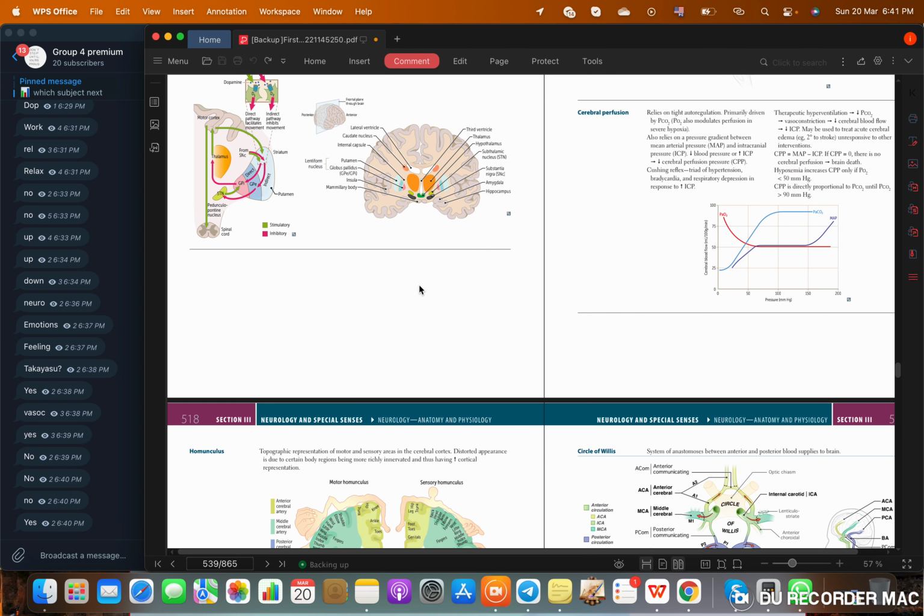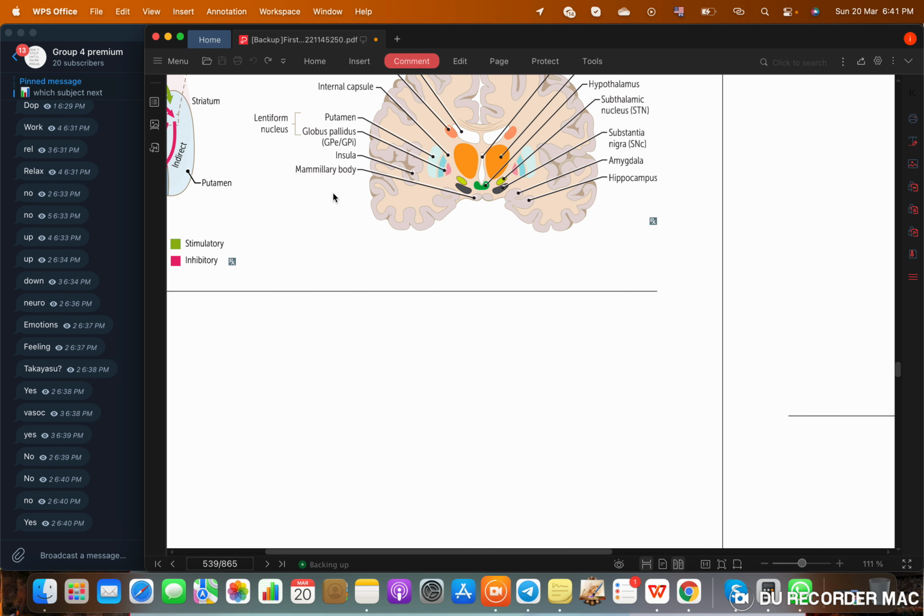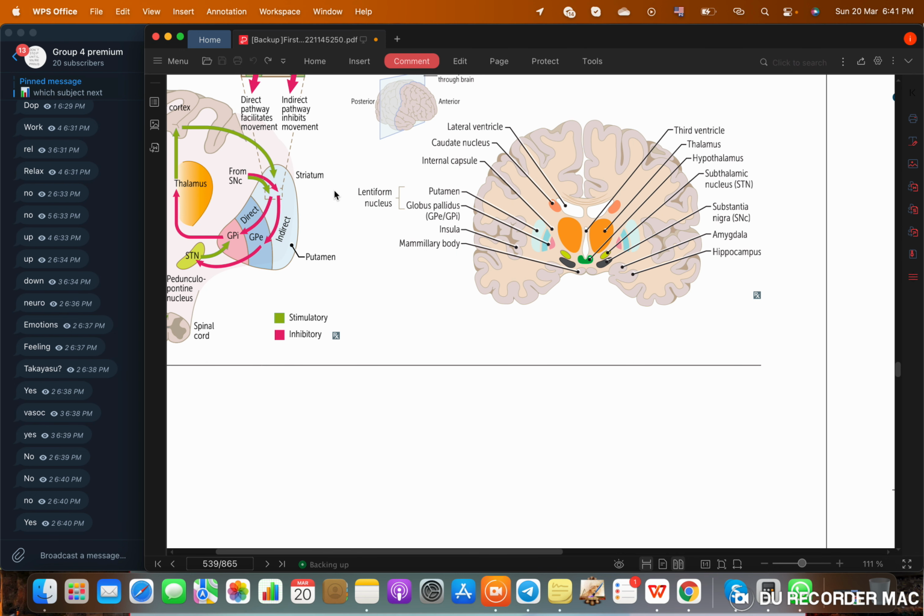So, hippocampus is responsible for your memory. Amygdala is responsible for your emotion. Subthalamic nucleus, if it's destroyed, will lead to hemiballismus. Caudate nucleus together with the putamen make the striatum, and these can be affected in Huntington disease, while the lentiform nucleus, which is composed of the putamen and the globus pallidus, will be affected in Wilson disease.